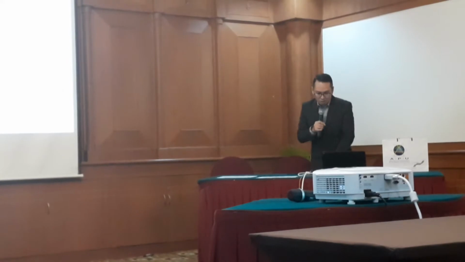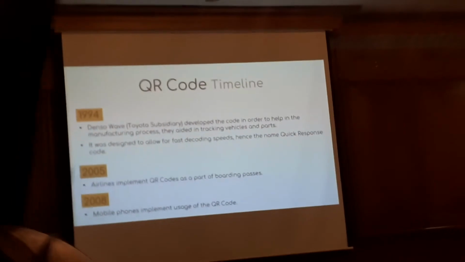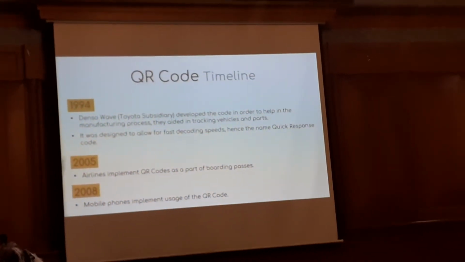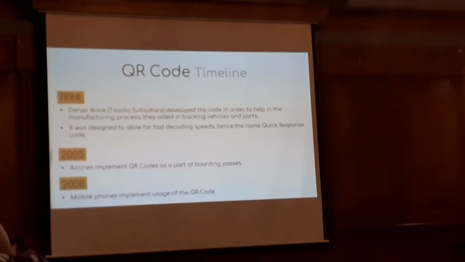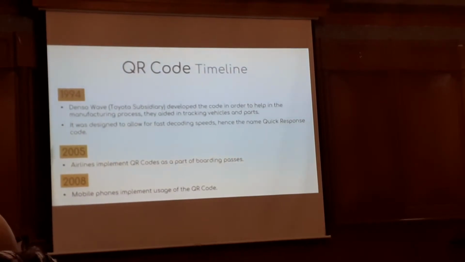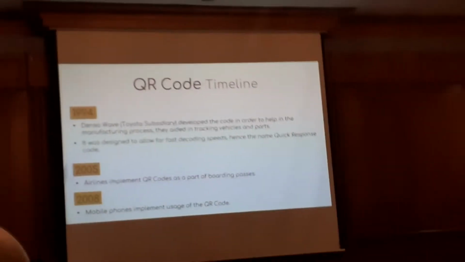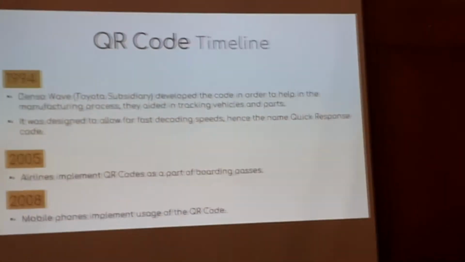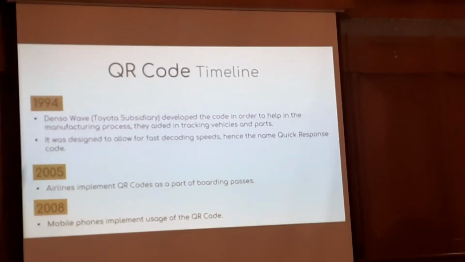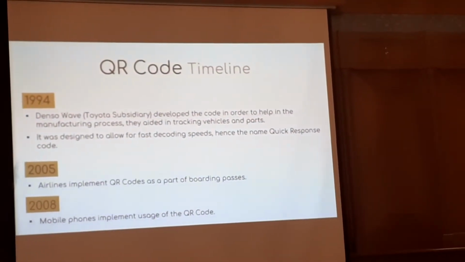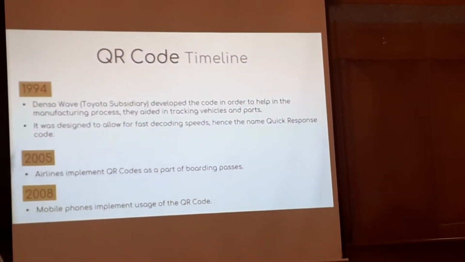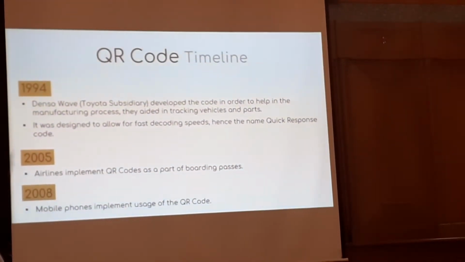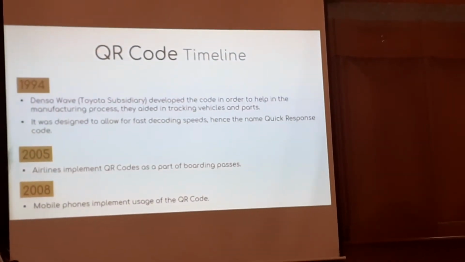Just now, I think you watched the timeline. It started in the 1960s, but in 1994, Denso Wave, a Toyota subsidiary, I think you're familiar with Toyota, developed the code to help in the manufacturing process. They wanted to track what they produce in their factory, with fast decoding speeds, meaning they want to count how many products they have produced and keep stored inventory.